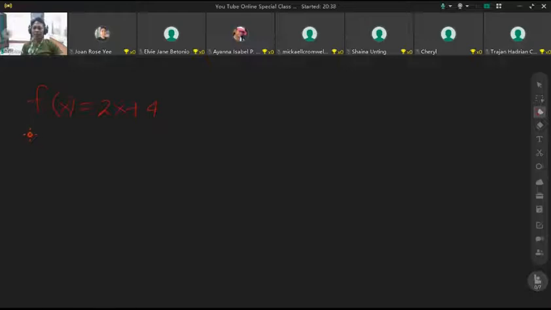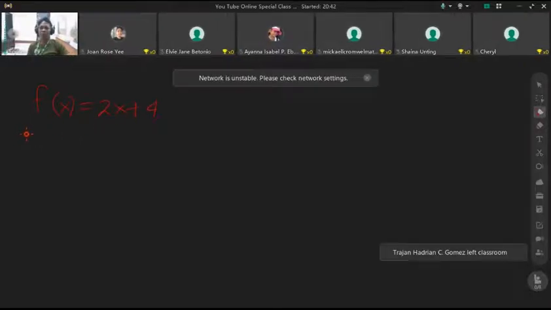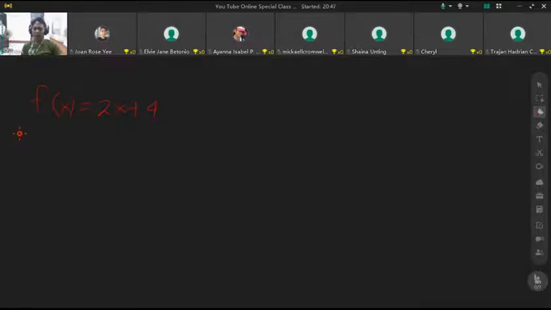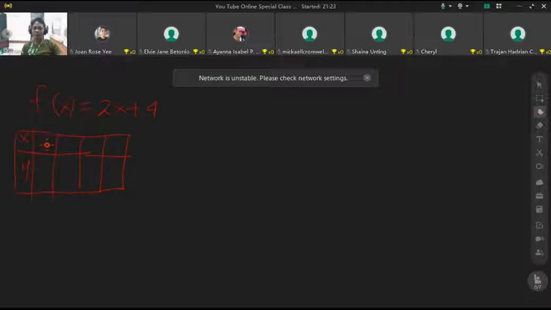The easiest way to graph this one is, of course, to go back to a table of values, wherein we assign values of x in order to find values of y. We all know that x belongs to the domain and y belongs to the range, and the range is dependent on the values of x. Therefore, we assign values of x. Let's say negative 2, negative 1, 0, 1, and 2. What will be the value of f of x or y if our x is negative 2?